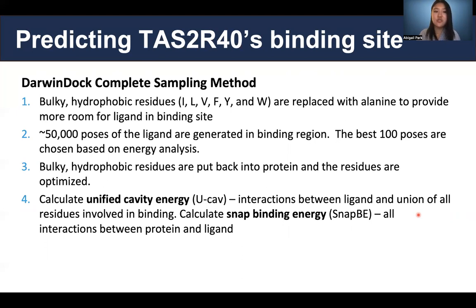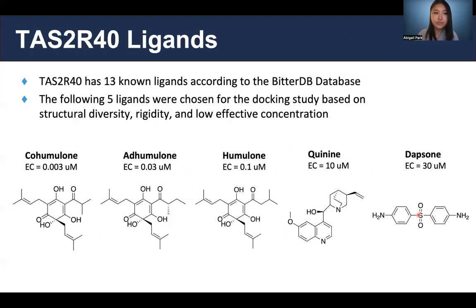Then the bulky hydrophobic residues that we took out in the first step are put back into the protein, and the side chain orientations are optimized. Then we calculate two main types of energy. We call the unified cavity energy, which is the interactions between the ligand and the union of all residues involved in binding. And then we also calculate snap binding energy, which is just all the interactions between the protein and the ligand.